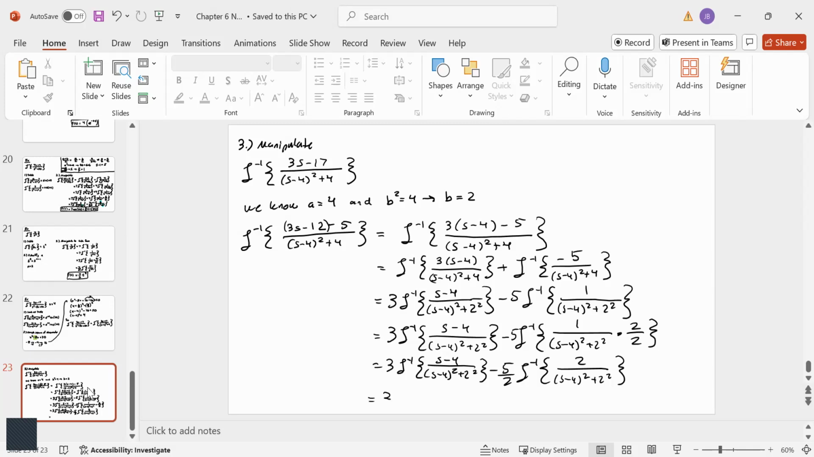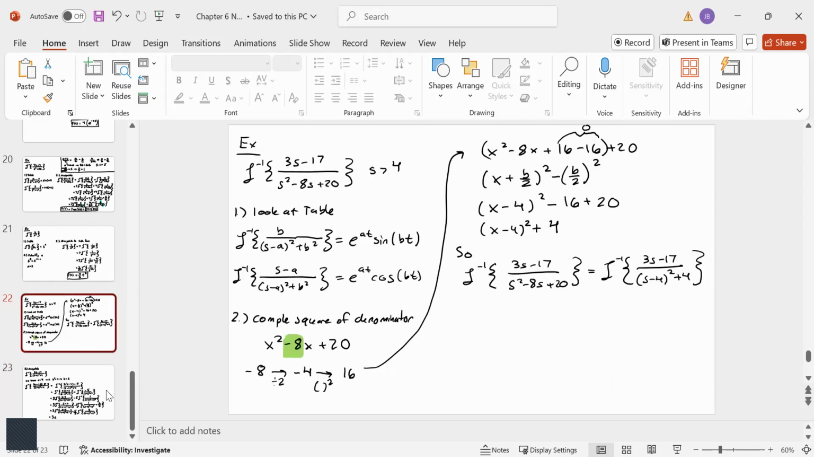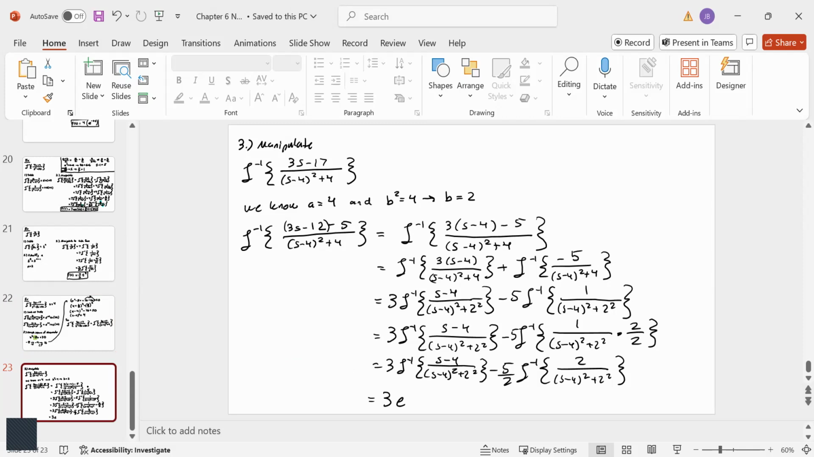And according to my table, it's going to be e, and then a is 4. So if I go back, it's going to be e to the 4t. So it's going to be e to the 4t cosine of 2t plus, nope, incorrect, minus 5 halves sine of 2t. I forgot the exponential part, didn't I?